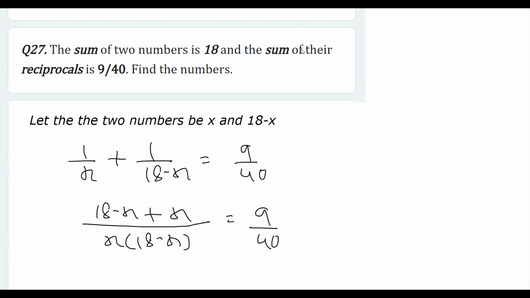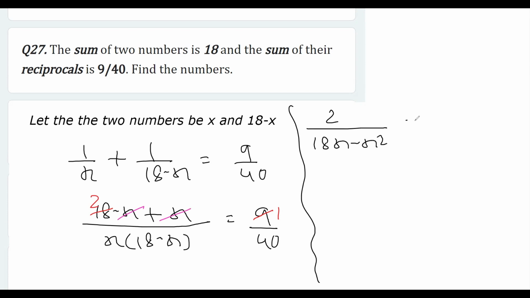Now I can simplify this, right? I can cancel this, and I can also reduce this 9 one time and 9 two times. So what do we get after further simplification? We are left with 2 over here in the numerator, and if I open this bracket, it's going to be 18x minus x squared, and that is equal to 1 over 40. In the next step, I'm doing cross multiplication. So this is 80, and this 1 multiplied by this is 18x minus x squared.